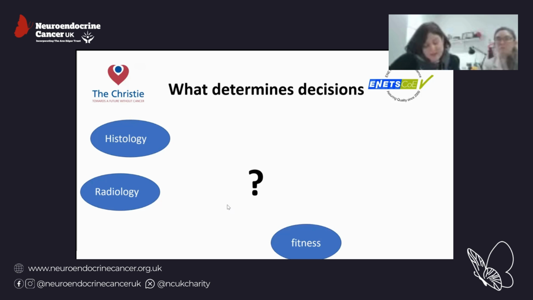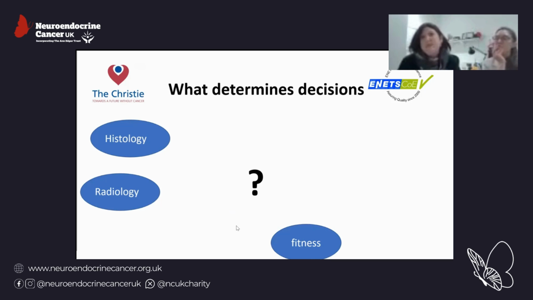And fitness, so the fitness of the patient. So it's all very well saying, well, the patient's got a neuroendocrine tumour, and the treatments are what we recommended, but if the patient's not fit enough, what you don't want to do is give a treatment that's going to affect the patient's quality of life.